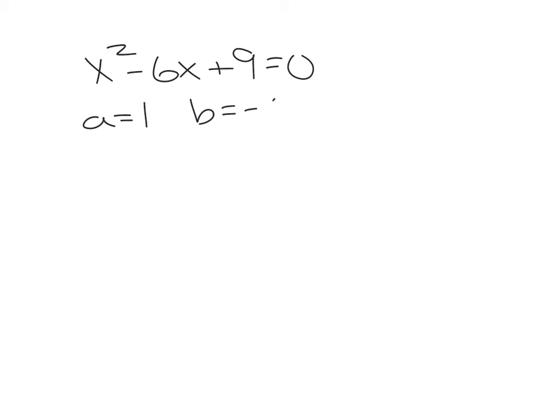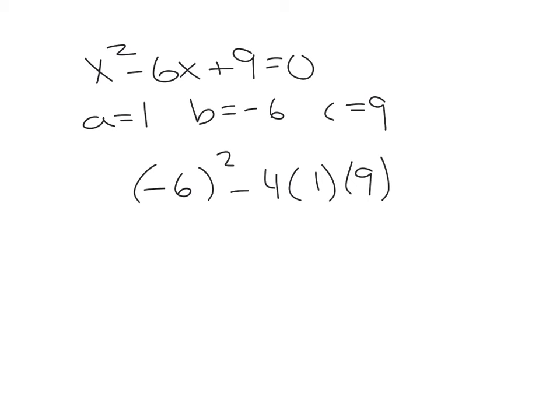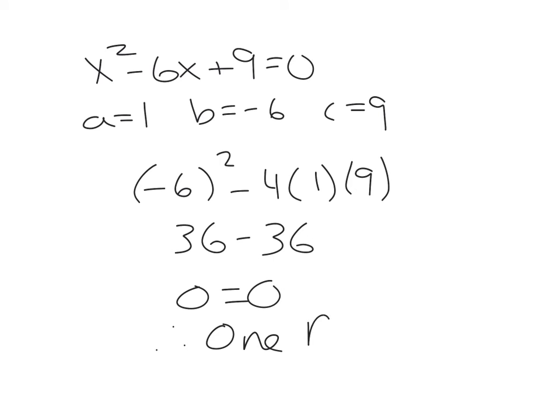Now, let's take a look at another one. Say I have x squared minus 6x plus 9 equals 0. So a would be 1, b would be negative 6, c would be 9. And so this is going to give me negative 6 squared minus 4 times 1 times 9, and we'll see if it equals 0, okay? So this one right here is going to be 36. Negative 4 times 9, that's also 36. So this one is equal to 0. And if it equals 0, this will give you 1 real solution.